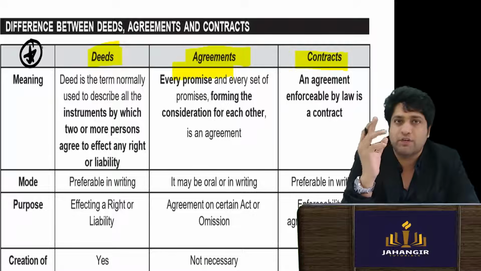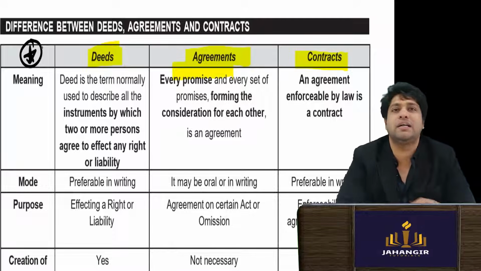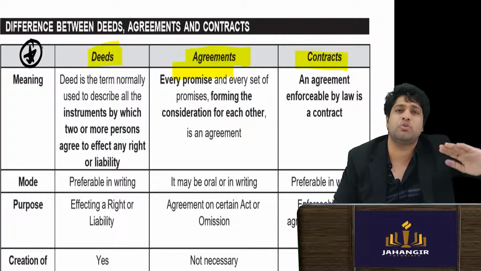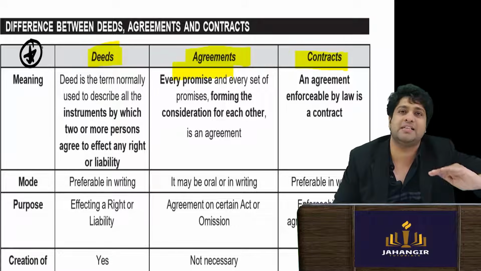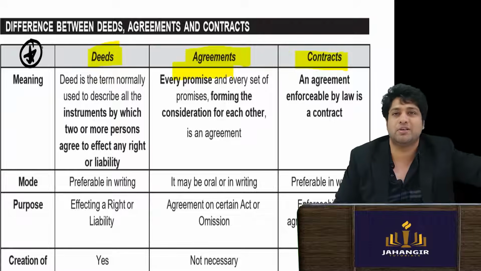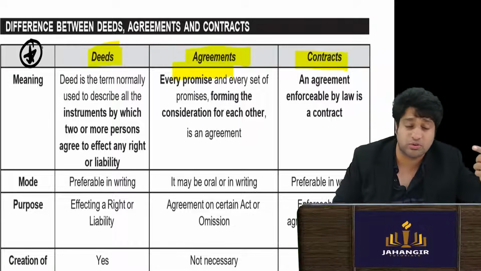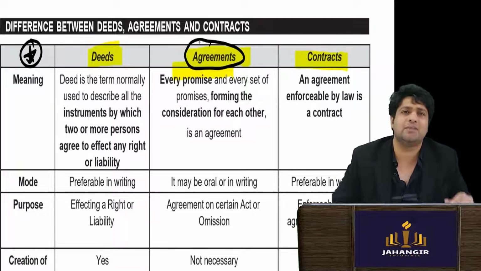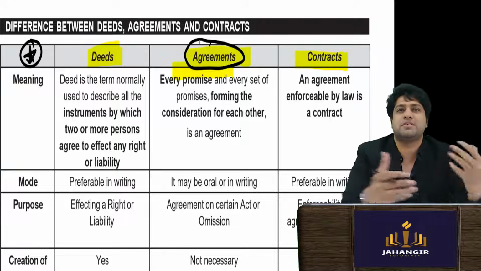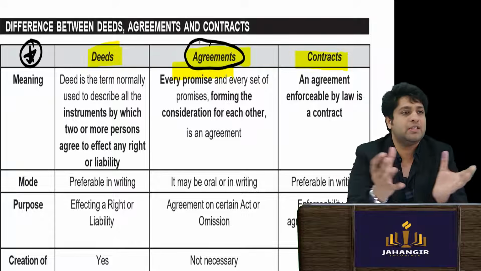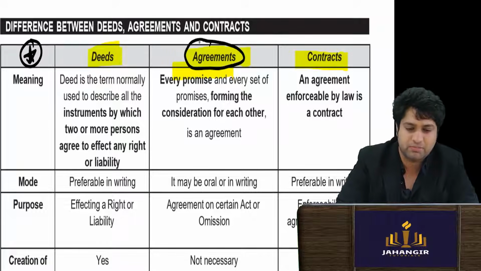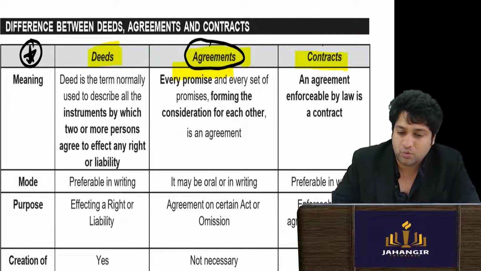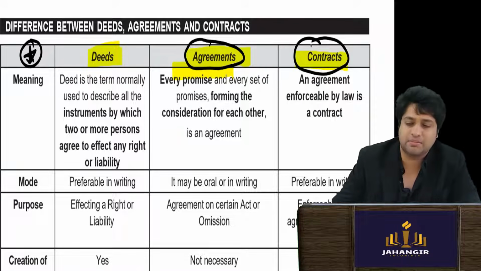If I ask you, what is a deed? A deed as per Norton is an instrument which needs to be signed, sealed, delivered. It's parchment, vellum, and includes all of that. So those you need to write. What is an agreement? An agreement is all the promises made; they form part of the agreement. So every promise made for consideration to each other is an agreement. And what is a contract? An agreement enforceable by law.